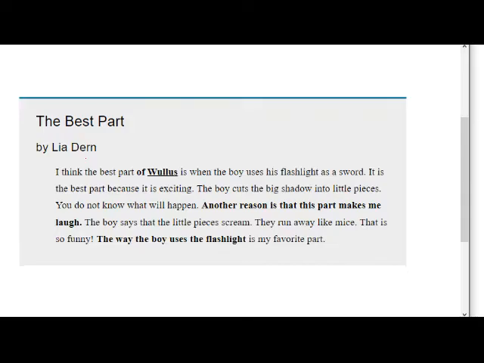It is the best part because it is exciting. That's why she has that opinion. The boy cuts the big shadow into little pieces. You do not know what will happen. So that's one of the reasons she thinks this part is exciting. Another reason is that this part makes me laugh. The boy says that the little pieces scream. They run away like mice. That is so funny. So she's got those text examples, pieces of the story that she really enjoyed that help her form this opinion.